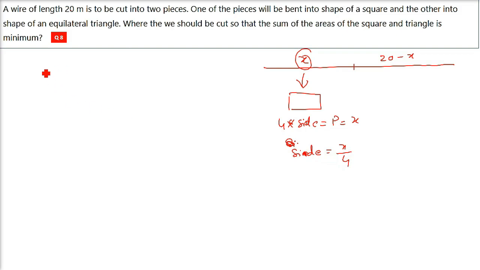That is a simple and very common sense discussion, that if 4 sides are being made, or 4 parts have to be made equally of x, it will be x by 4. So the area of this square will be x by 4 whole squared, that is the side squared. x squared by 16 is the first part we have done.